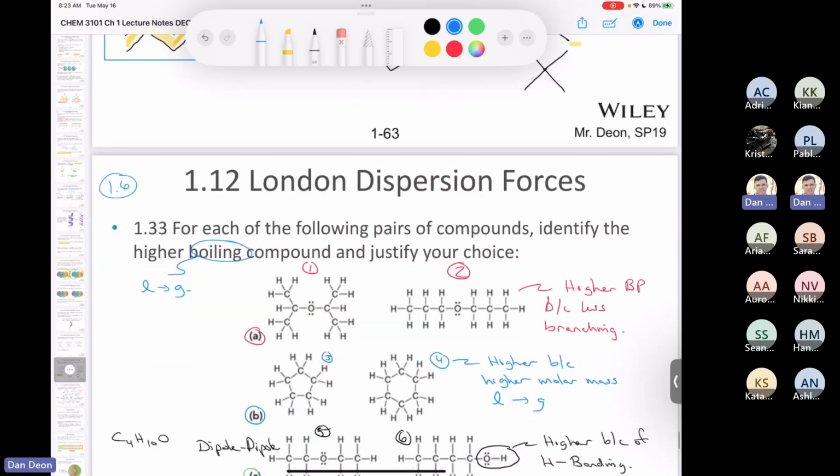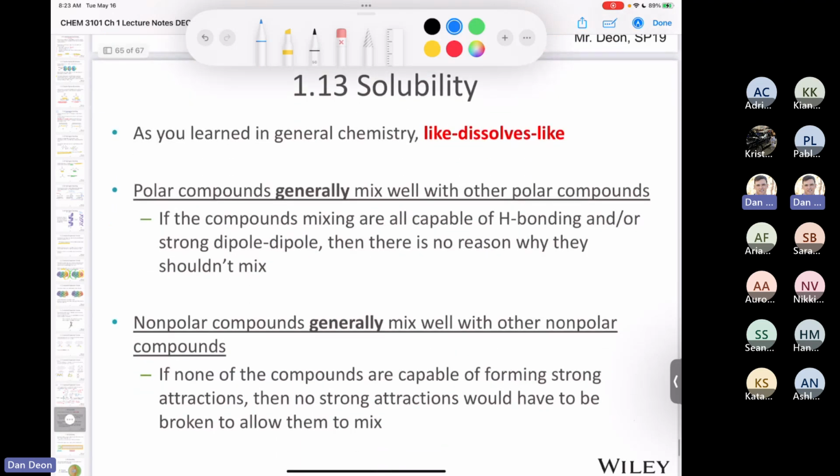Anyhow, so let's move on to the very last section of chapter 1.13. It could be summarized by the text in red here, like dissolves like. That is an axiom that you would have learned in general chemistry. And all it means is this: like dissolves like is nothing more than if you have a polar compound, it's going to mix well or dissolve partially or maybe completely in another polar compound. So polar compounds dissolve into polar compounds, generally speaking.